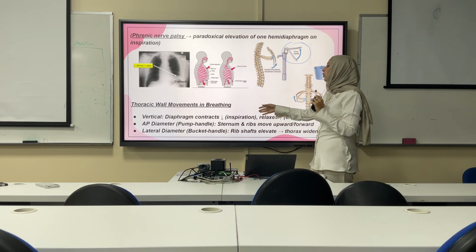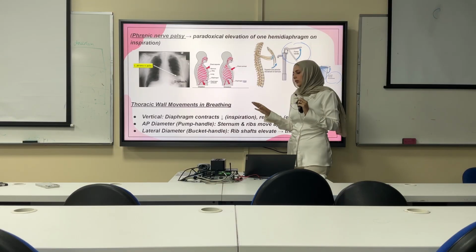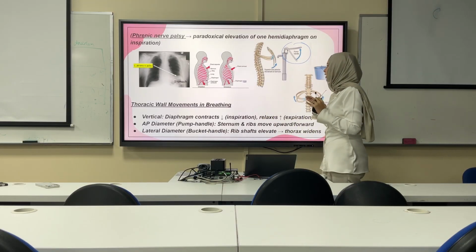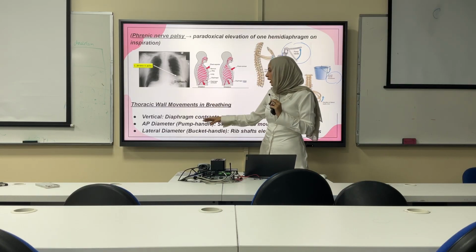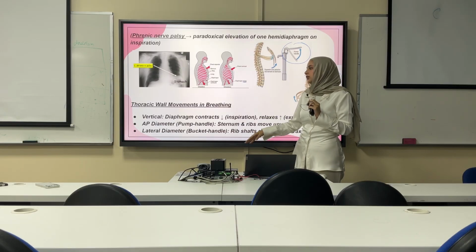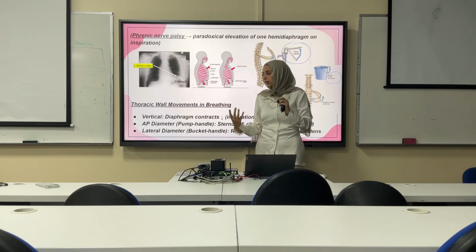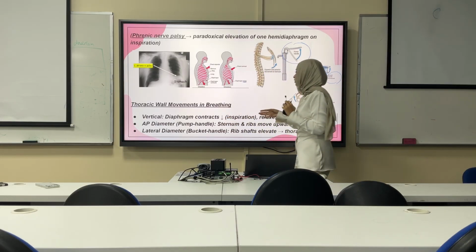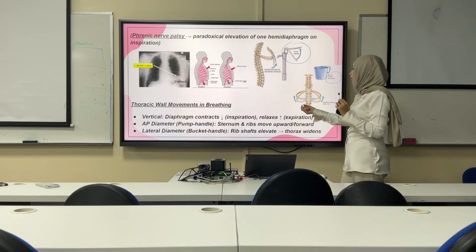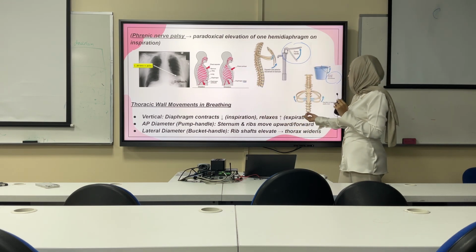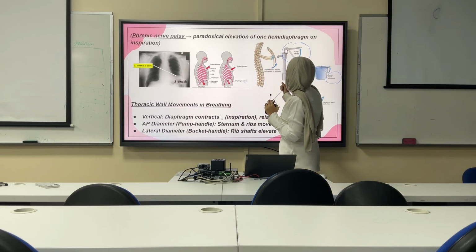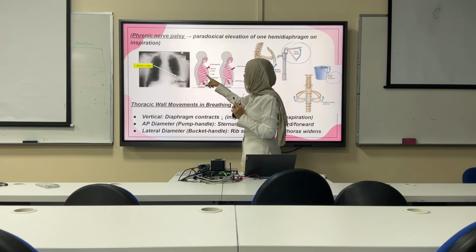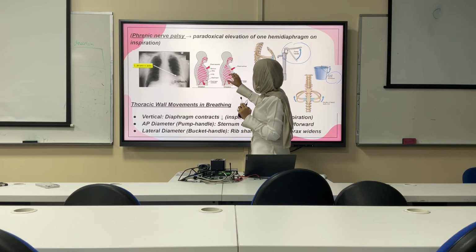And then the thoracic wall movements and breathing, just take a look, honestly, they're not that important, but there might be a question, I never know. We have the vertical, AP diameter, and lateral diameter, and how these diameters change when breathing. For the vertical, the diaphragm contracts in inspiration, then relaxes in expiration. As you can see here, the vertical is this one. When it breathes, it changes vertically, right?